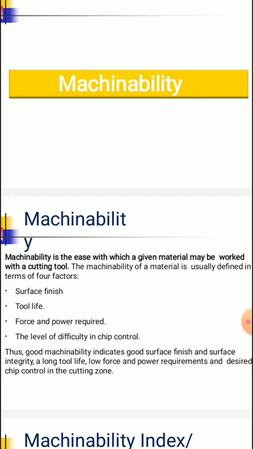Are there any irregularities? Are there any intricate shapes? Is there too much roughness over the material? Are we going to need a lot of effort to shape the final product from that particular material? So the first thing it depends on is its surface finish.